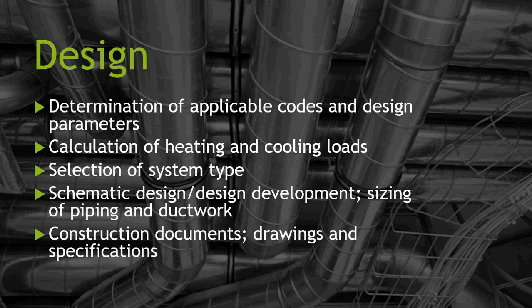Once you have an architectural floor plan and the design parameters, you're able to calculate the heating and cooling loads. The loads and the budget will help drive you to certain system types. For most projects, the owner usually has some idea of which type of system they want to use. The first two phases of documentation development are schematic design and design development. These phases are typically higher level for coordination. The level of detail is increased as you move towards construction documents.